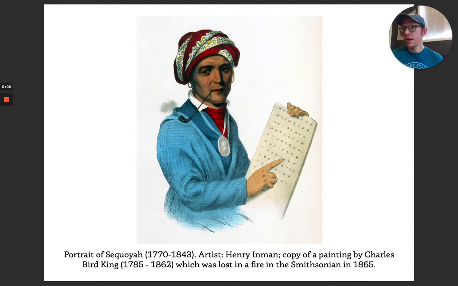So he started work on it somewhere around 1809 and worked for a decade trying out different systems. He became a little bit of a hermit. People didn't really understand what he was trying to do. And in trying to find the best way to represent the Cherokee language, he first tried making a symbol for each word, for each sentence. Both of those proved unsuccessful.